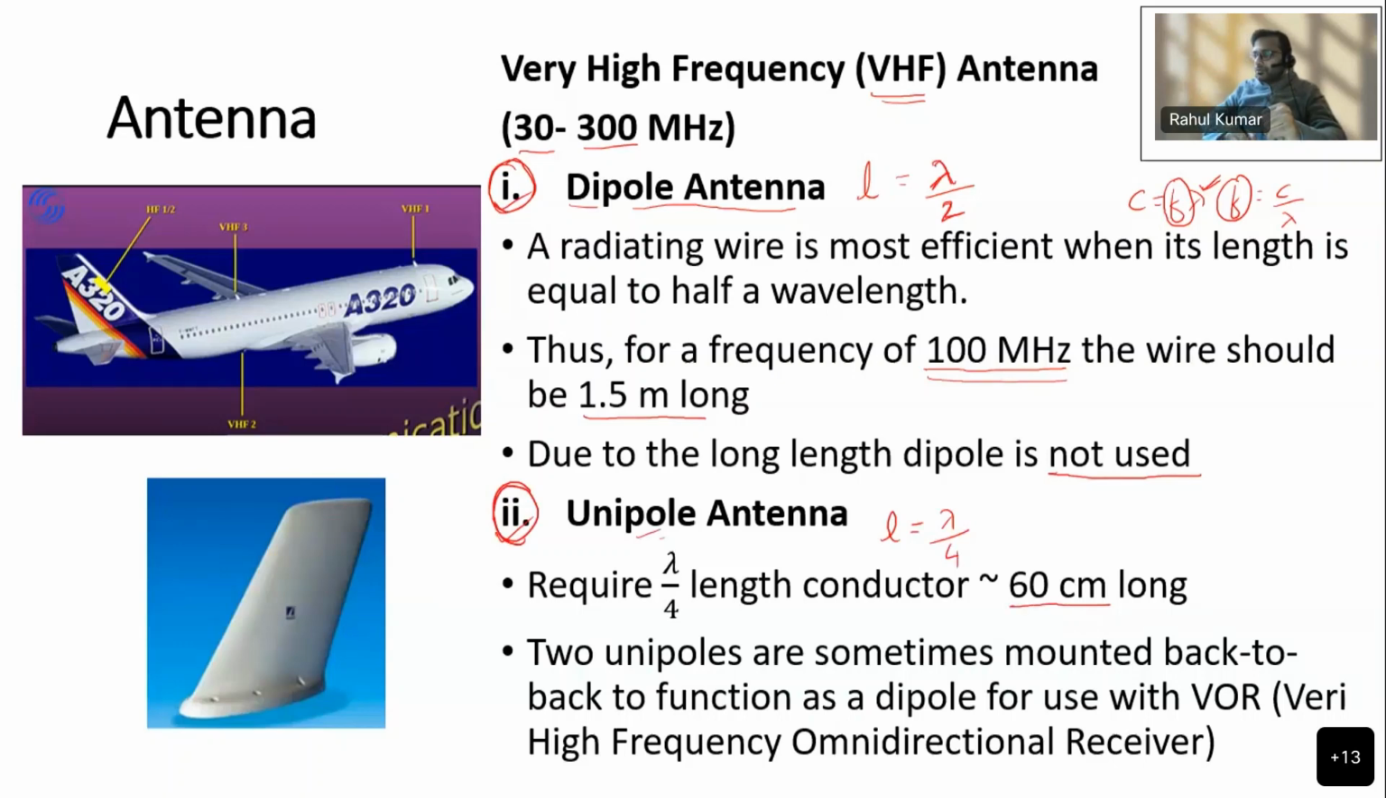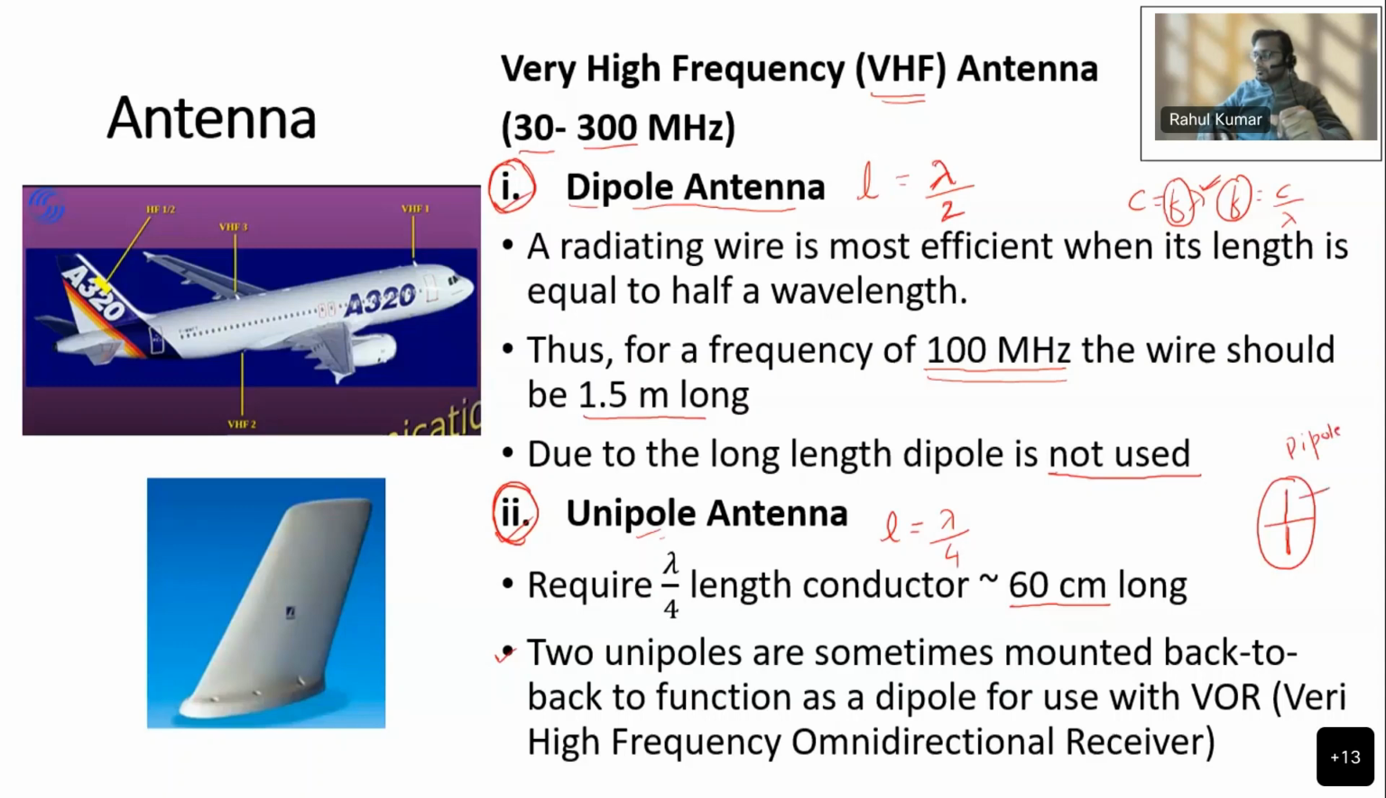So two unipoles are sometimes mounted back to back to function as a dipole. Sometimes we use two unipole antennas which are mounted back to back, one below the other, or next to each other, and they together will act like a dipole antenna.